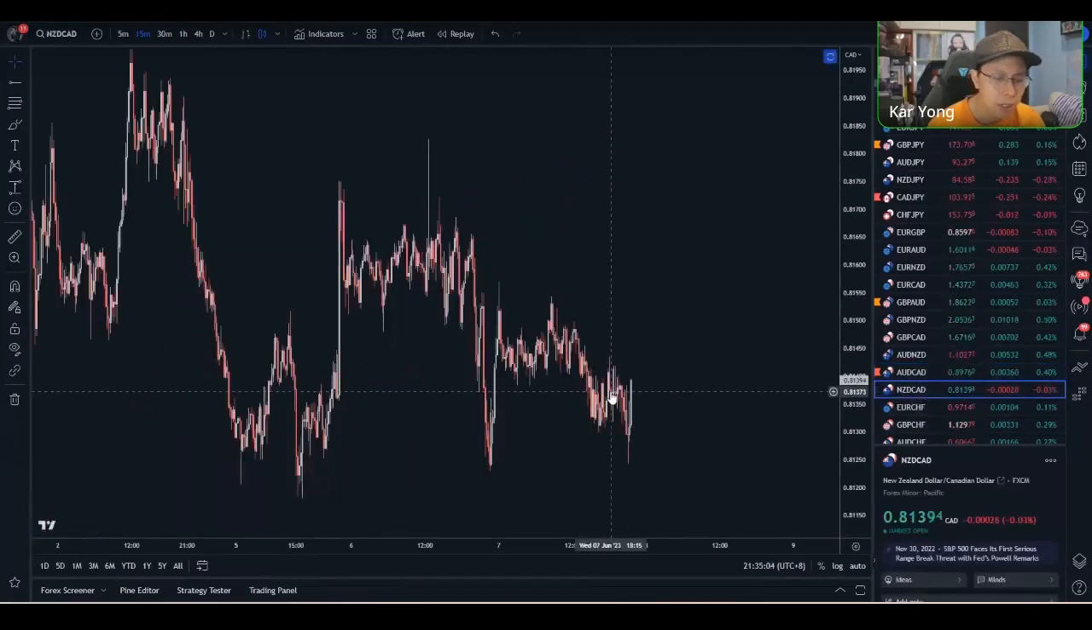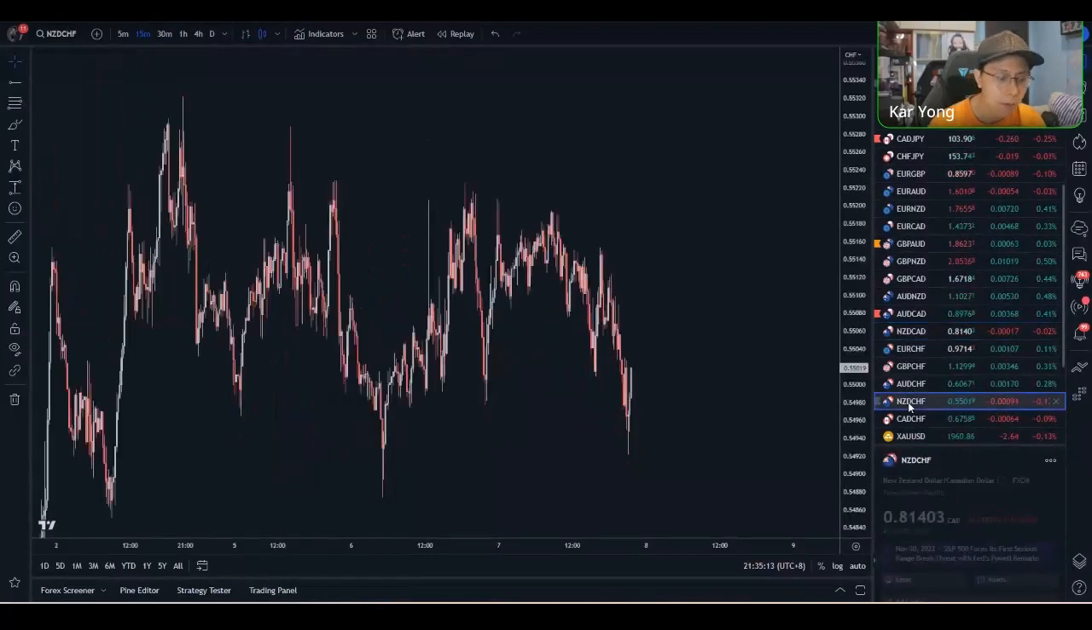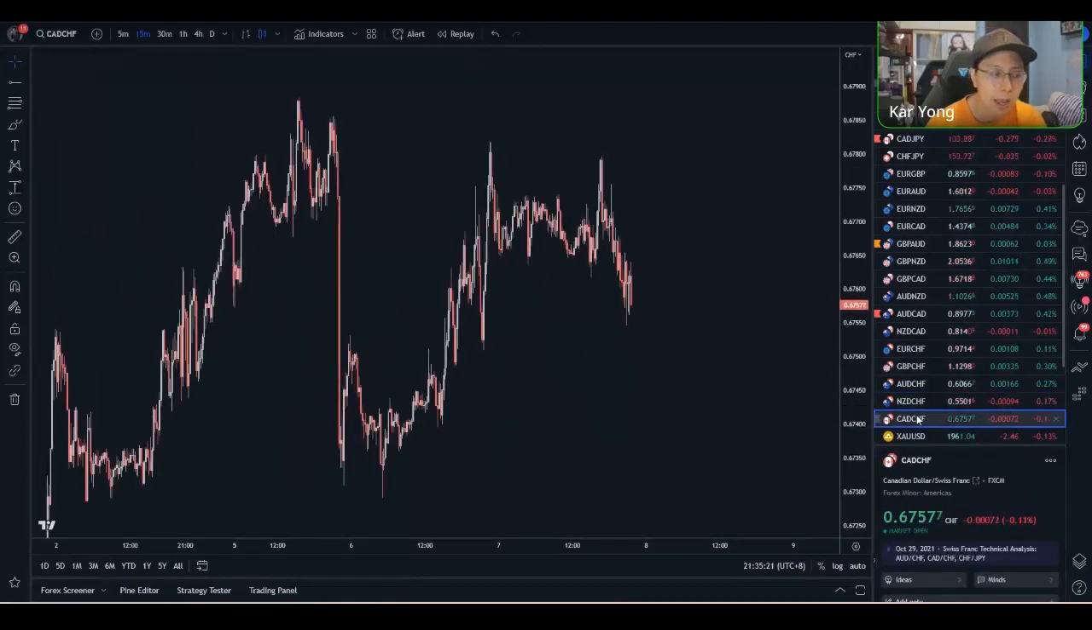Kiwi CAD, I usually don't like to trade New Zealand when we have high impact news, simply because New Zealand is less liquid, so I try to avoid that. Of course, you can consider Kiwi franc, but again, it's the same reason why I don't like New Zealand. I also don't like to look at CAD franc, or franc pairs.